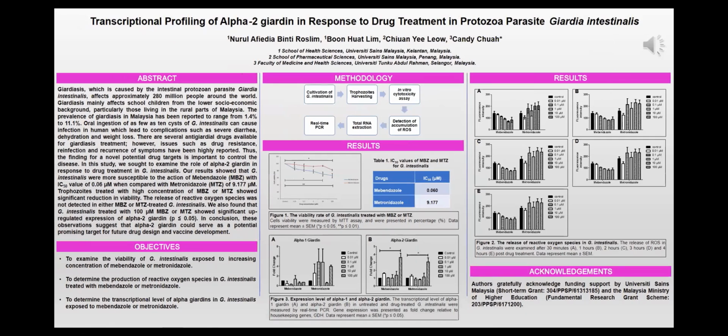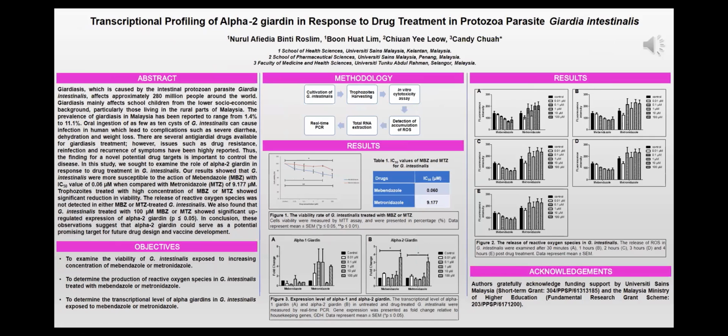Giardiasis is a gastrointestinal infection caused by the protozoan parasite Giardia intestinalis. Severe infection leads to chronic diarrhea and complications such as lactose intolerance. Several drugs are available for giardiasis. However, drug resistance is one of the issues that have always been reported. The finding of a novel potential drug target is important to control the disease.